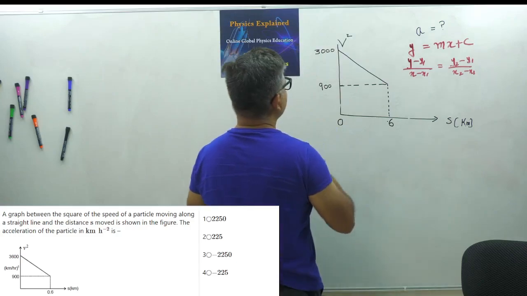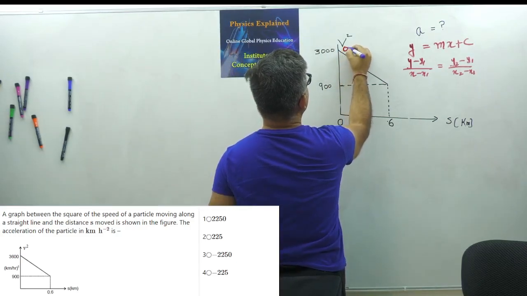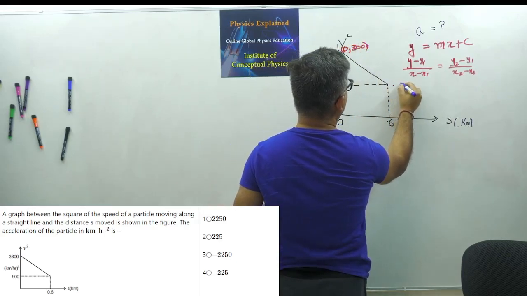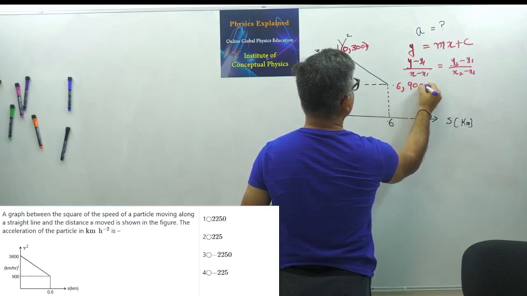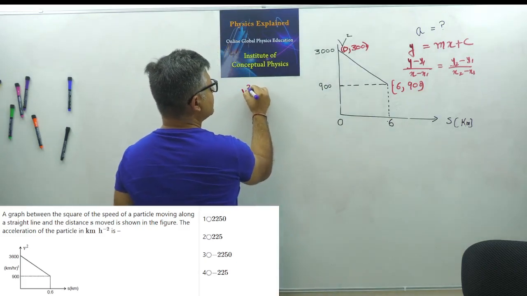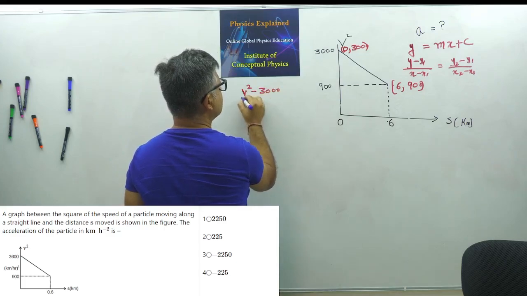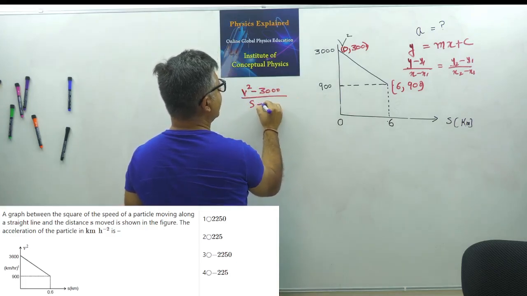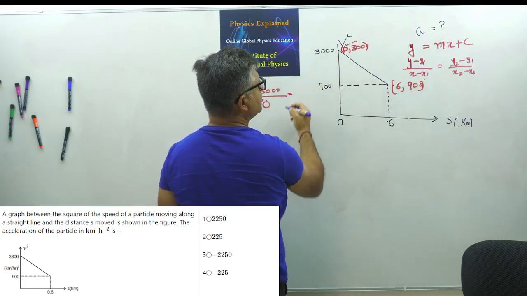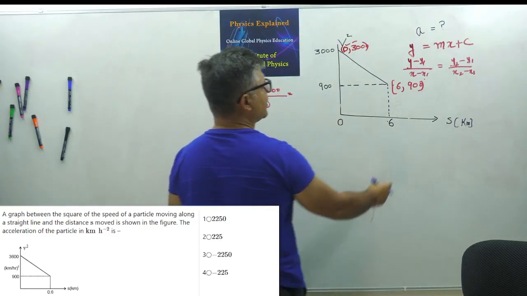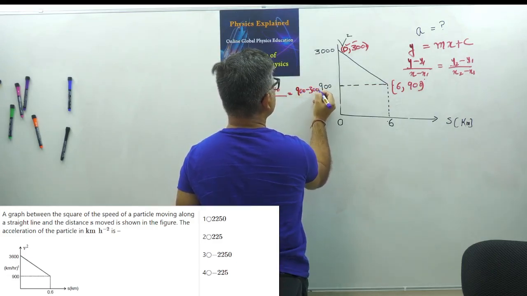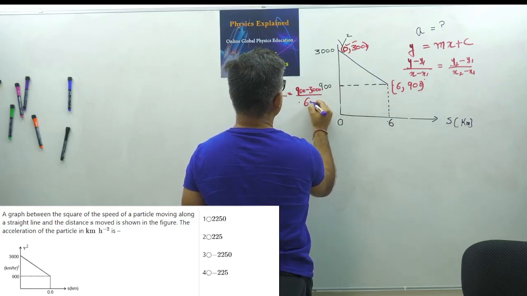Now let's see what points are available to us. One point is (0, 3000), right? And the next point is (0.6, 900), right? So I know the points. Let me write the equation of the line. So (v square minus 3000) divided by (distance minus 0), using these as my y1 and x1, is equal to y2 minus y1 over x2 minus x1. So this is (900 minus 3000) divided by (0.6 minus 0).